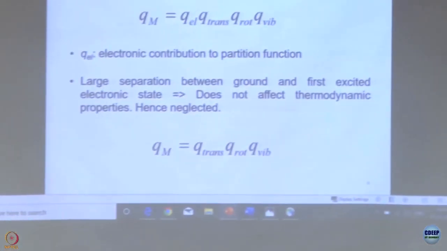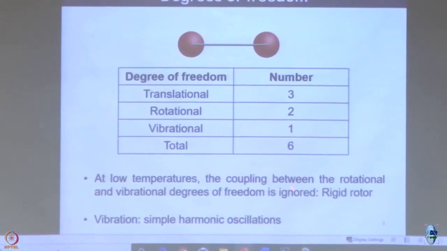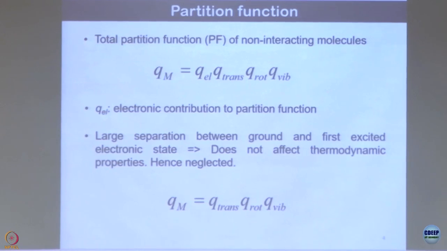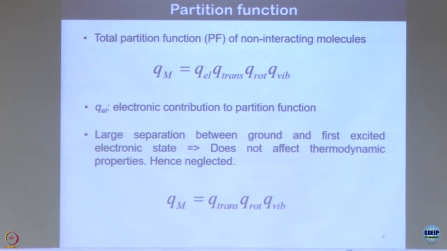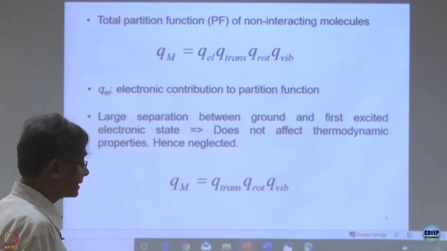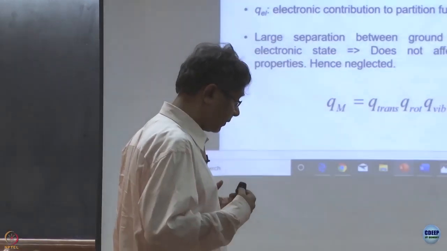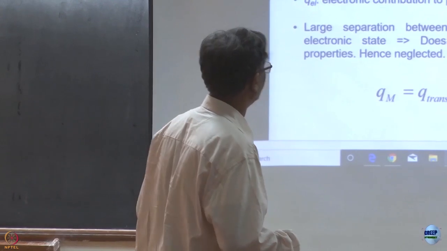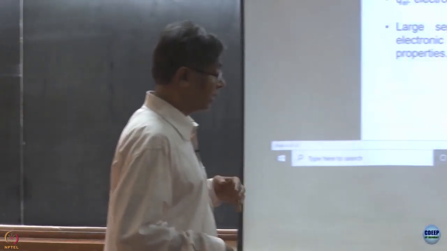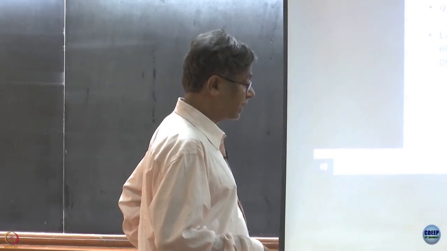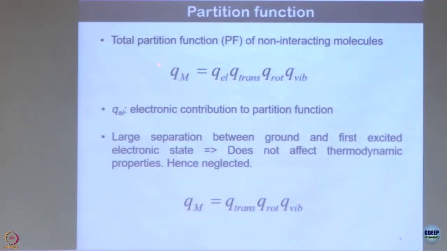Okay. So if we now assume that these things are independent of each other, rotation, vibration, electronic, that is an approximation. Yes, there is a very good question that can also come, but that can come by the way. For example, if you have a large scale collision, then you can have a coupling between rotation and translation, but usually that is weaker than the rotation-vibration coupling.